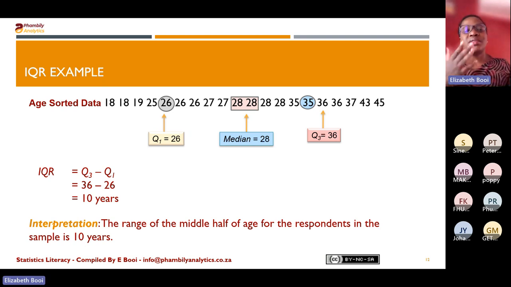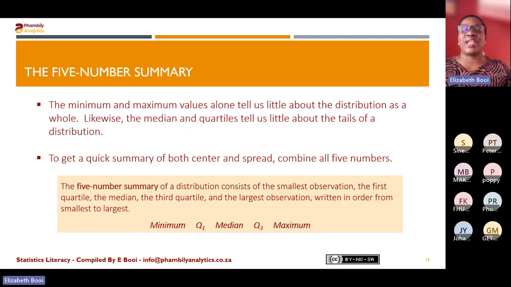From the quartiles and the data set, we can create what we call a five number summary. And a five number summary is made up of five numbers. It includes the quartiles and the minimum value and the maximum value. Because your data is sorted, you're just going to take your minimum value and your highest value. And that is called a five number summary.